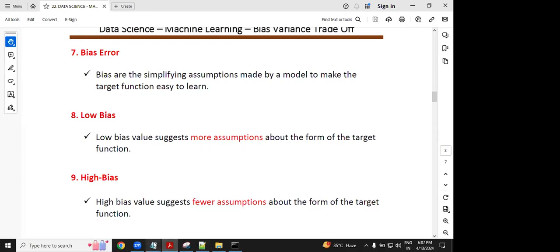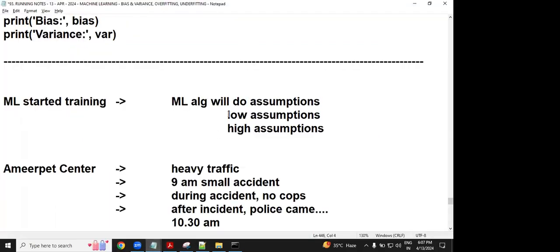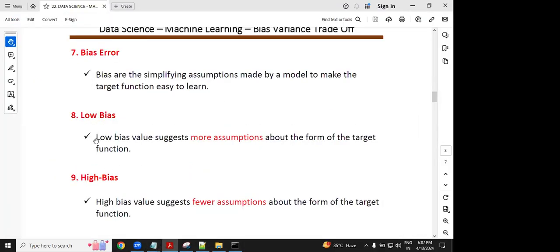Go back, here I need to change. Talk with me. Low bias, I hope you already know. When I'm talking about bias, there are two types of bias.